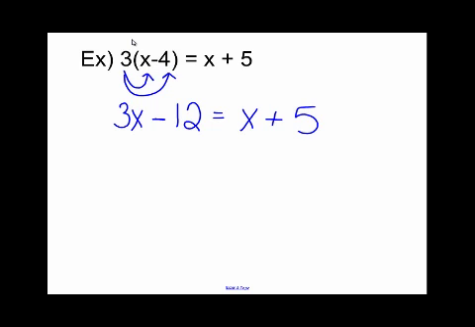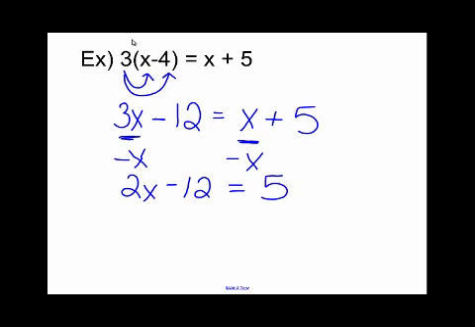Now I want to isolate all of my variables, or get all of my x's onto one side. So right now I have 3 x's on the left-hand side, 1 x on the right-hand side. So if I get this x is a positive on the right, the opposite would be basically to subtract an x. So I'll subtract an x over here as well. That'll leave me with 2 x's minus 12 is equal to, so over here an x and a minus x cancel out, and this will be equal to 5 on my right hand side.